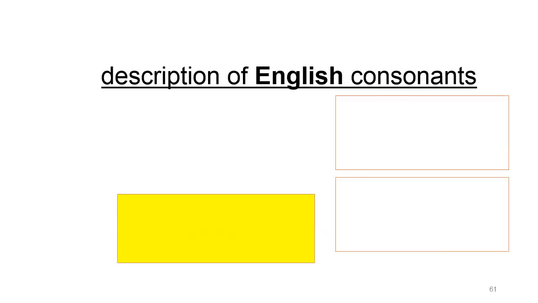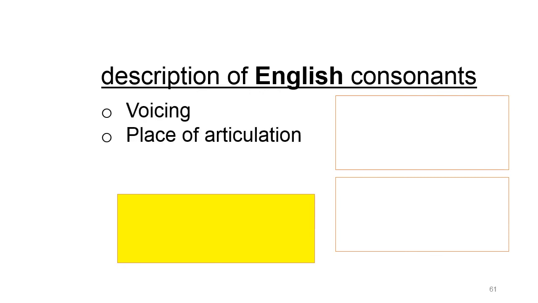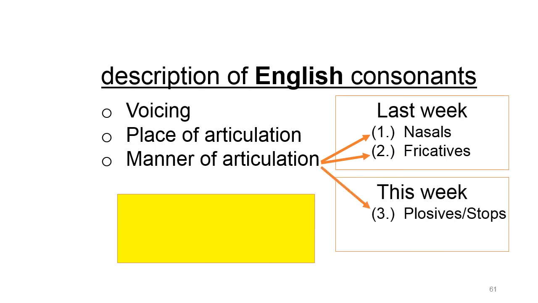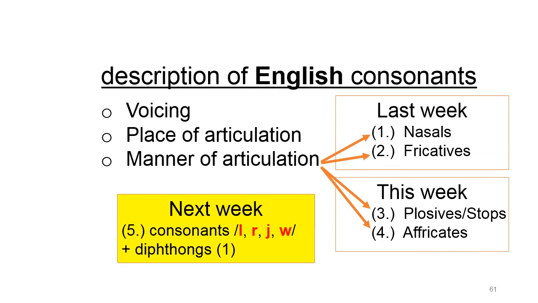For every English consonant, we describe three features: voicing, place or point of articulation, and manner of articulation. In our last video, we looked at nasals and fricatives. This video, we talked about plosives or stops and affricates, and next week, we look at the consonants l, r, y, w, and we look at the diphthongs.